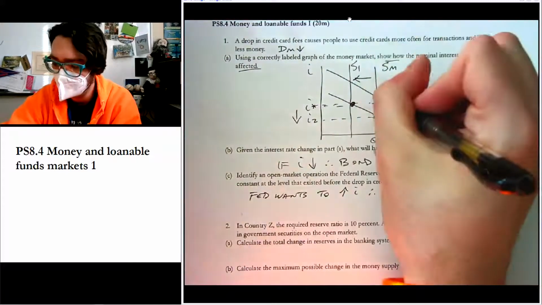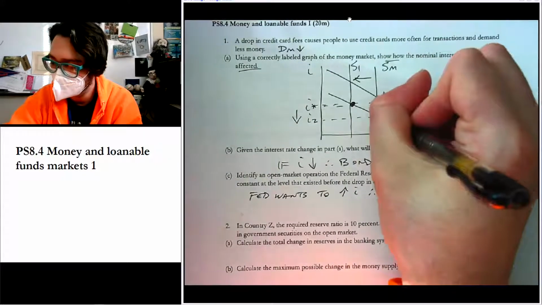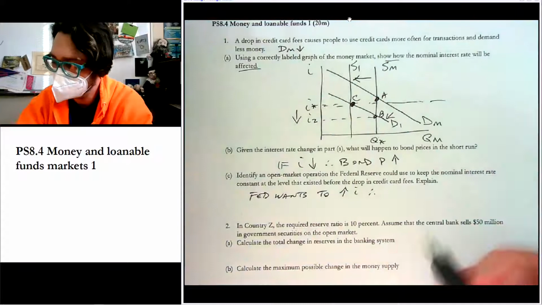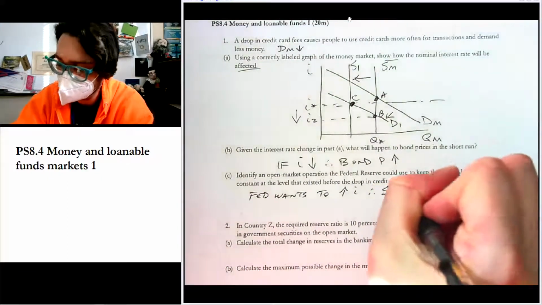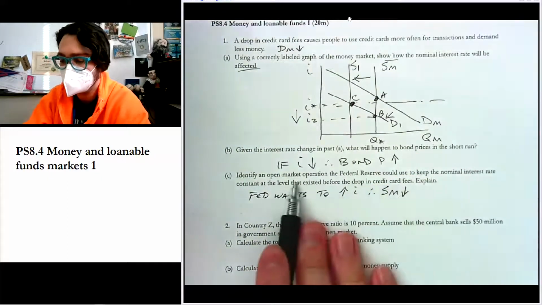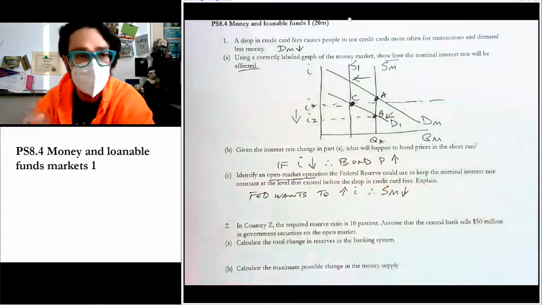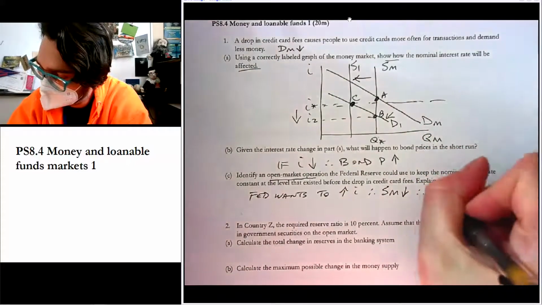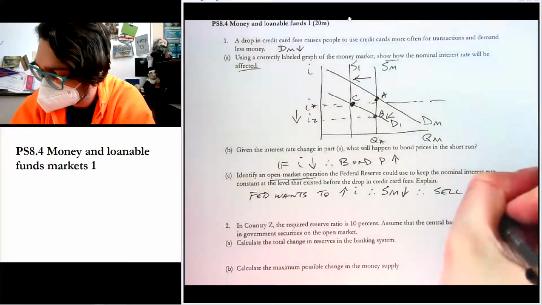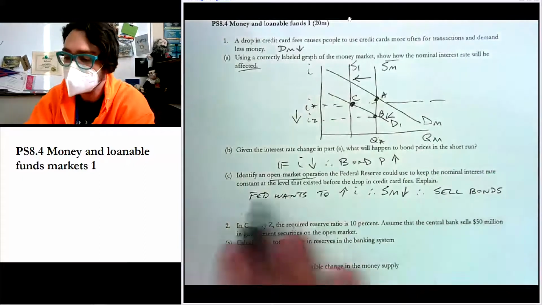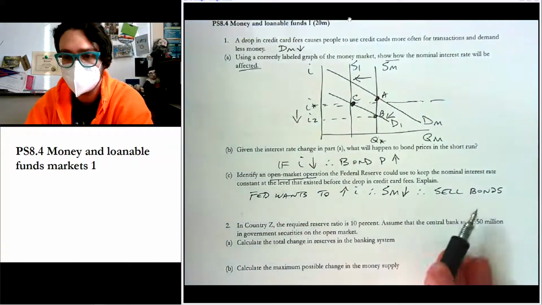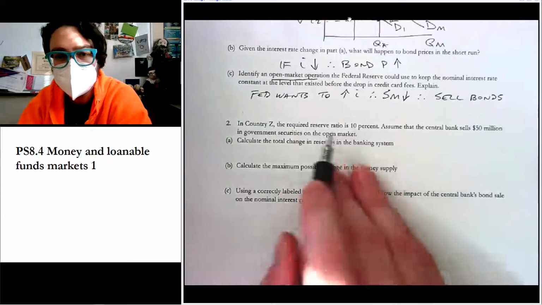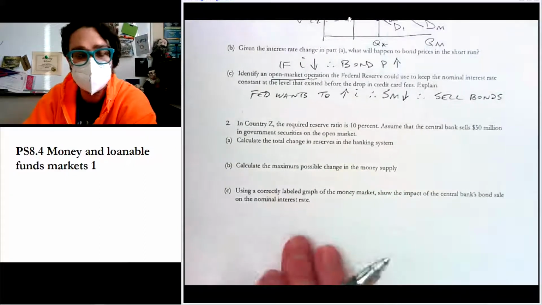We started at point A, we went to point B, we go to point C. So the interest rate goes right back up to where it was. So we would need the money supply to go down. Now, how do we do that? It says open market operation. So what's going to make the money supply smaller? Well, that's selling bonds. So therefore, sell bonds. And that explanation is perfectly fine, where you say selling the bonds makes the money supply smaller, and therefore it pushes the interest rate back up.